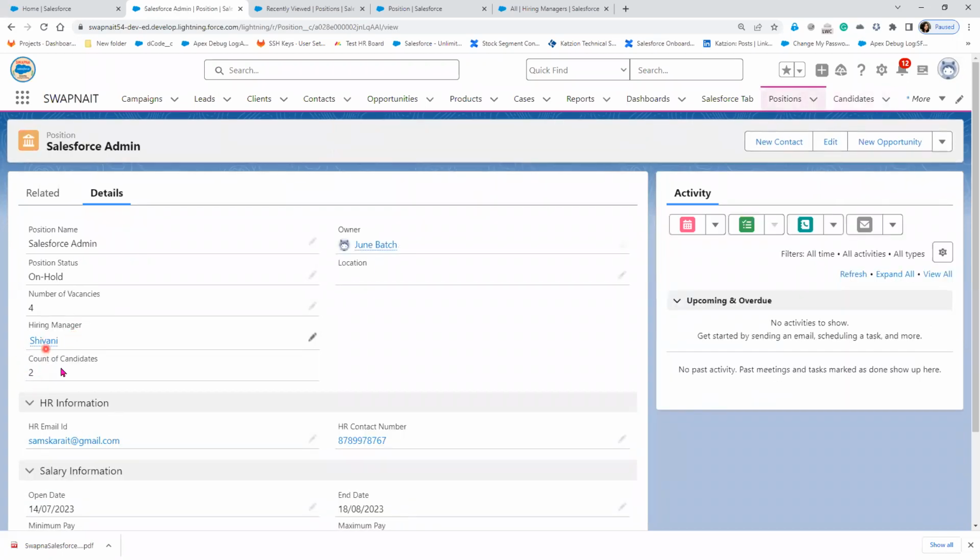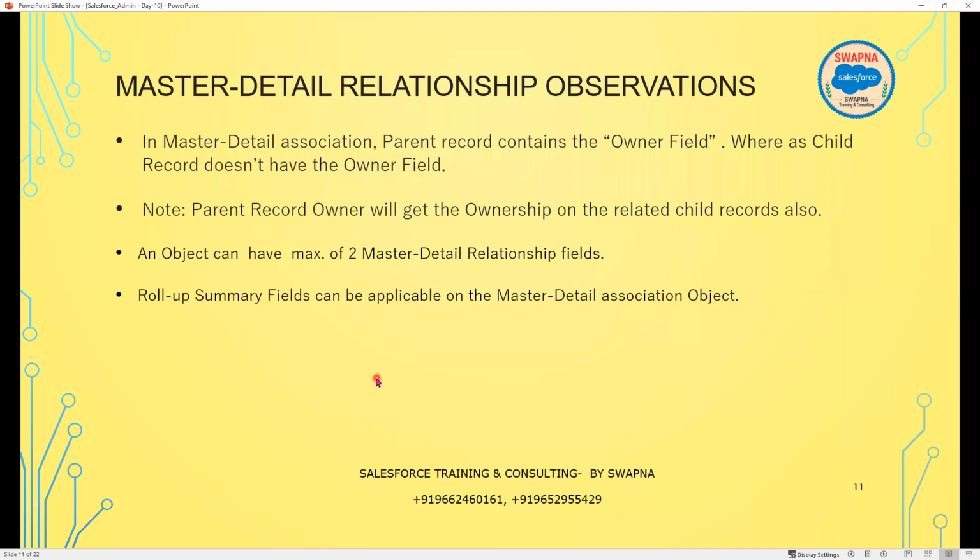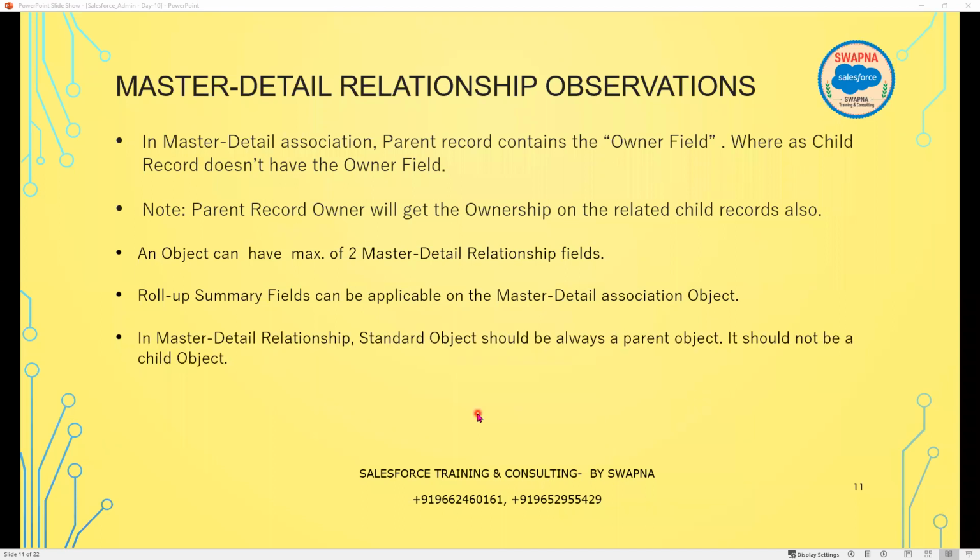So that is the roll-up summary field. The roll-up summary field can be applicable on the master detail object. And in the master detail relationship, yesterday we have seen that a standard object should not be a child object.